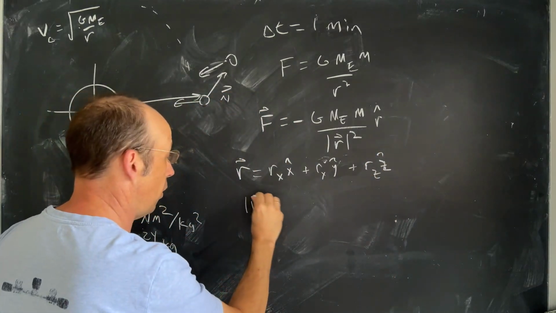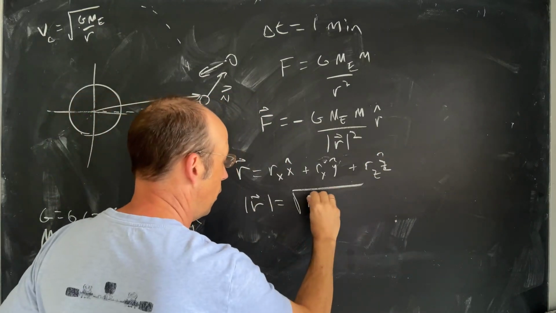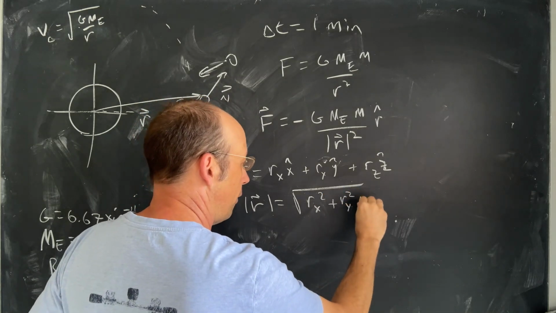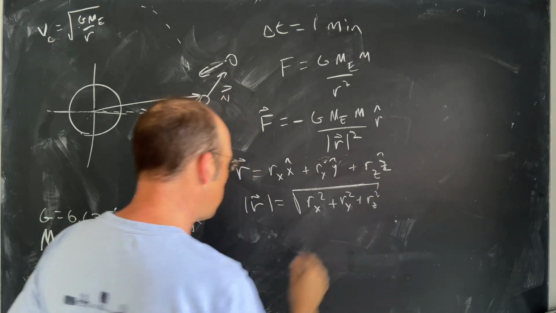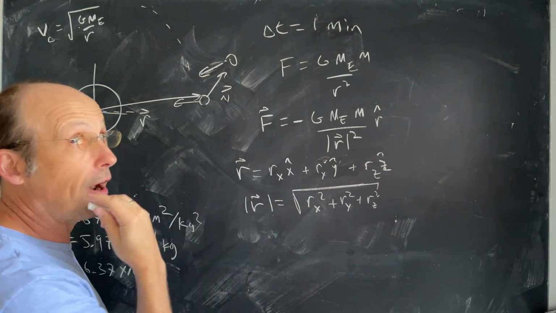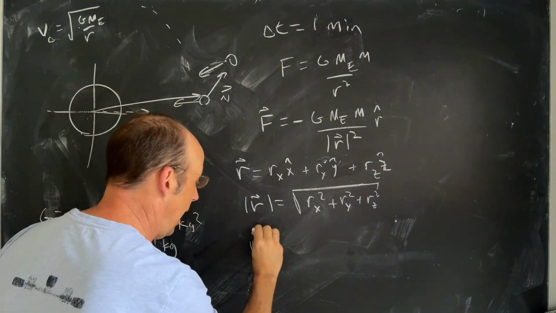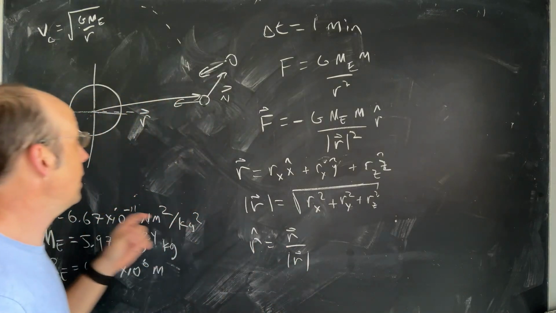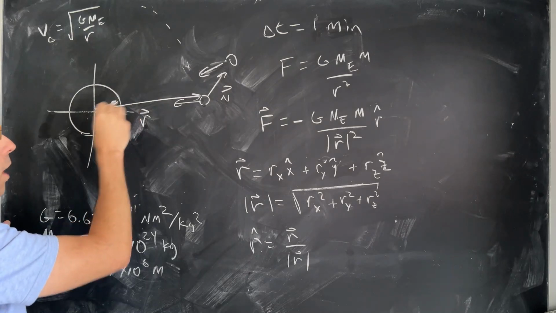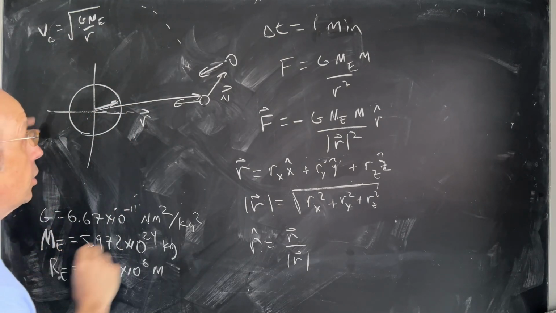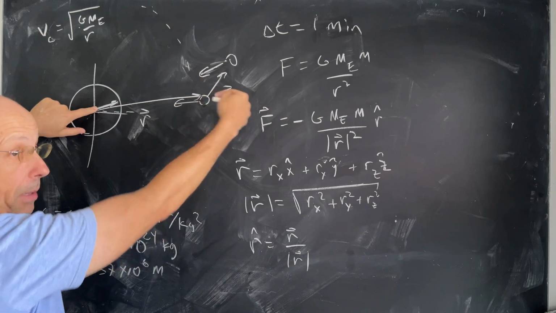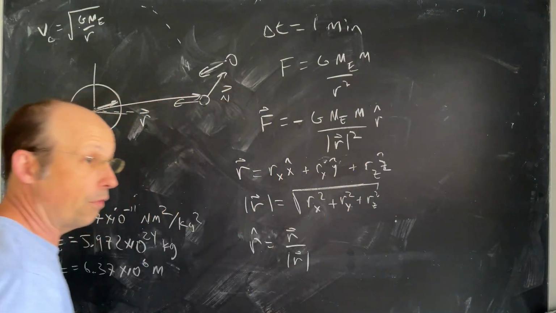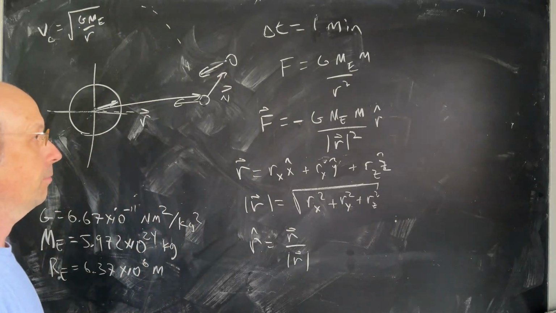The magnitude of r would be the square root of rx squared plus ry squared plus rz squared. The unit vector r hat we define as the vector r divided by the magnitude of the vector r. So what that does is it makes a vector that has a length of 1, but it's in the direction of that vector. Since I know that force should be in the opposite direction, negative r hat will turn that whole scalar thing into a vector. I know that's a lot, but that's what we need to do.